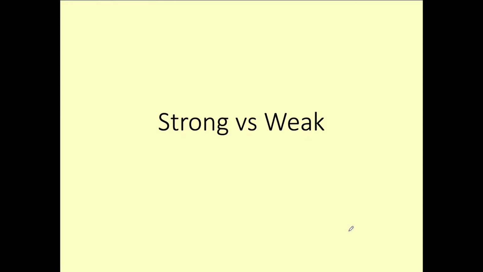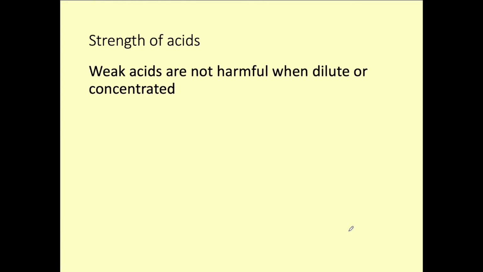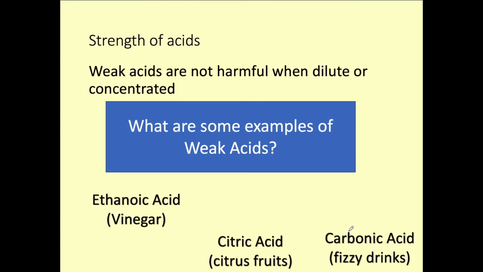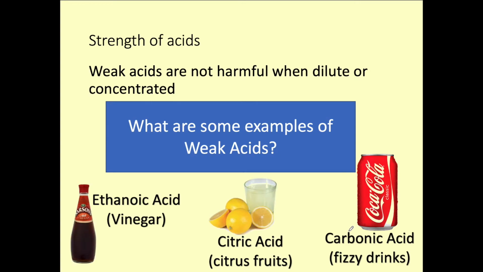Okay, so the main part of today's lesson is looking at the difference between strong and weak acids. So weak acids are acids which are not harmful when dilute or concentrated. So just going to look at some examples of weak acids. Those are ethanoic acid, citric acid and carbonic acid. So these are typically the acids that we would be consuming, like our everyday acids, because they are not harmful when dilute or concentrated. So this is an important point to note down about our weak acids. So just pause the video whilst you write that down.